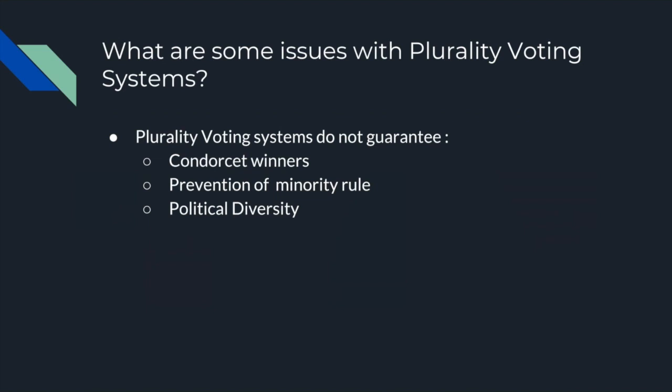We are now going to explore some problems of the plurality voting system. We previously looked at an example of a plurality voting system producing a Condorcet winner. Although we will not go through an example, we should know that this is not always the case. Instead, let's first look at minority rule.